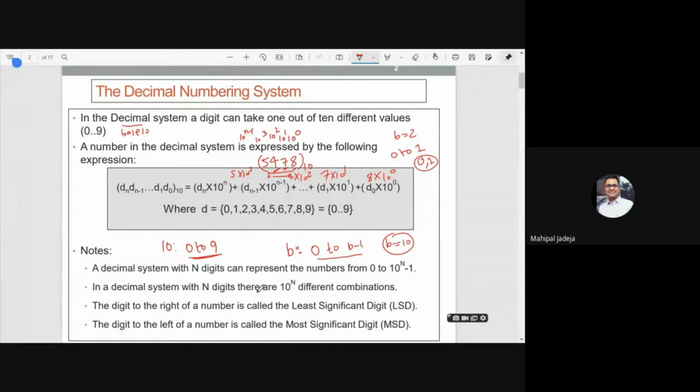A few more terminologies, right? Whenever we talk about the least significant digit, in this particular example it is nothing but 8, the digit which appears in the rightmost location. That is the least significant digit. An alternative definition is the digit whose place value is minimum. The most significant digit will be the leftmost digit, right? The leftmost digit in this particular case is 5, so that is the most significant digit. So these are some important definitions.